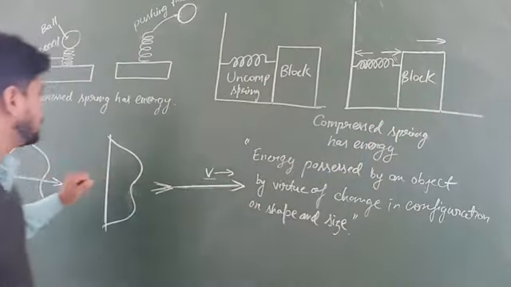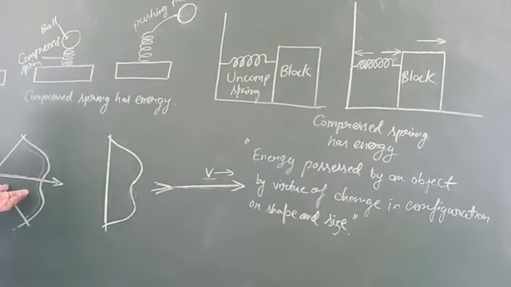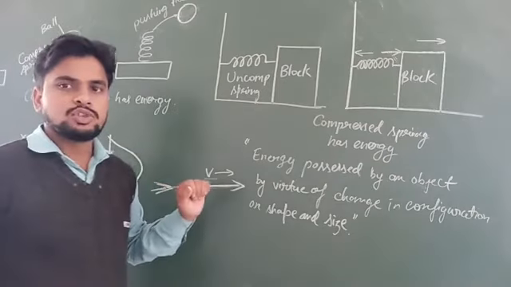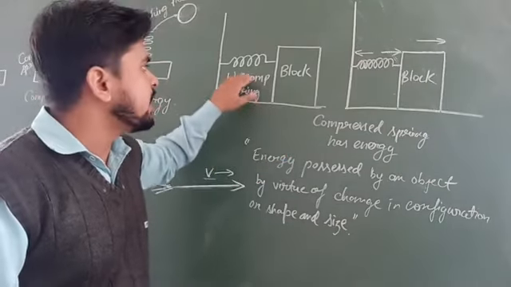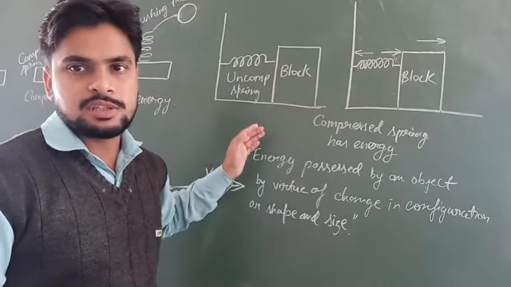Okay, here also in this example you can see that when I am stretching the bow, then I am doing some work against the elasticity of the bow, and that work is being stored in the bow, which in turn is transferred to the arrow when it is released. So in all these three examples, work is being done against the elasticity of the object.